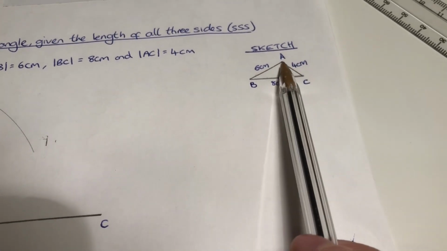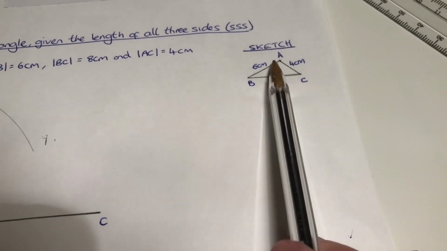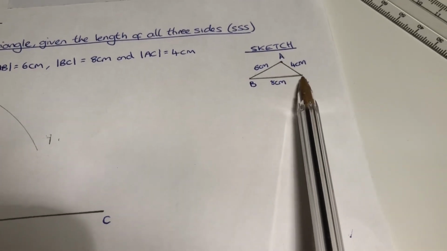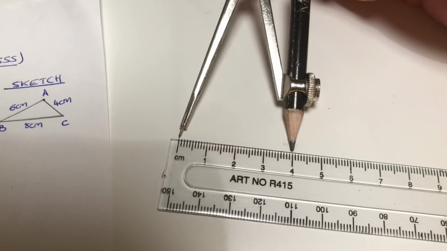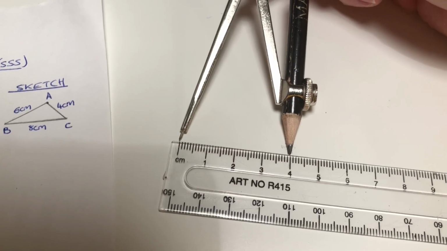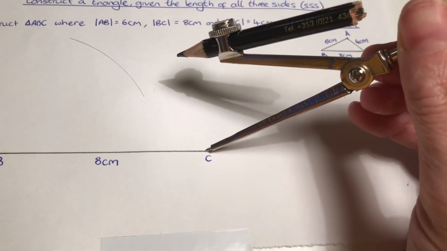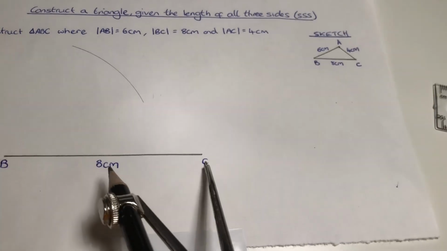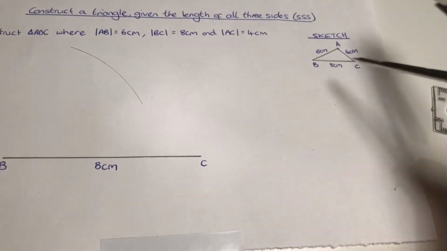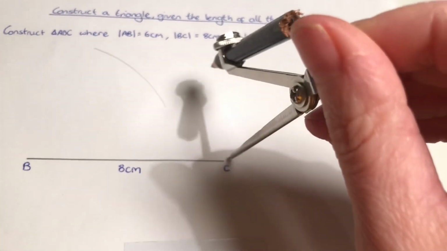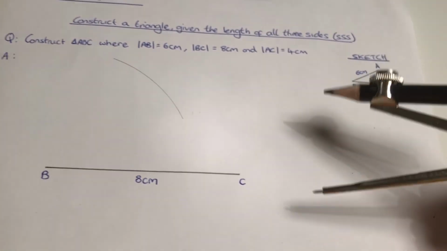So we're going to change our compass width now to the 4 centimetres that's required for A to C. Once we're happy that it measures the correct measurement, so 4 centimetres in this case, then we again put the point of our compass onto the other vertex, so that's C, because A to C is 4 centimetres, and yet again we're going to sweep across.